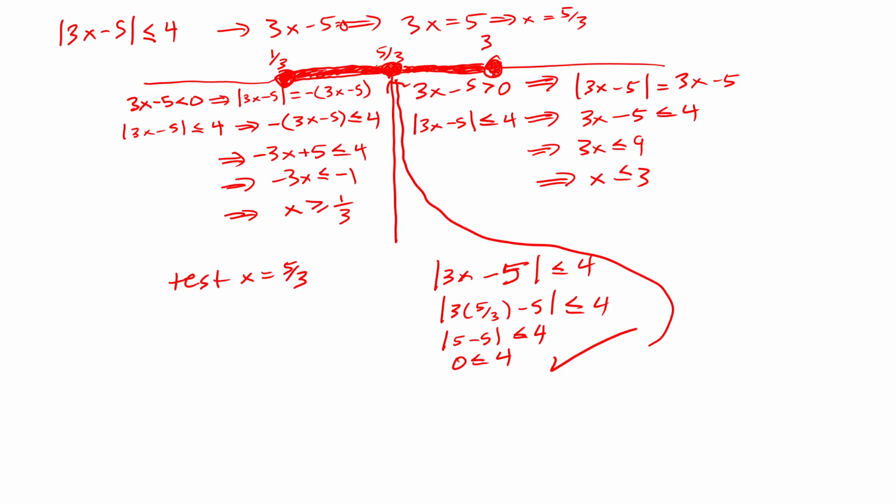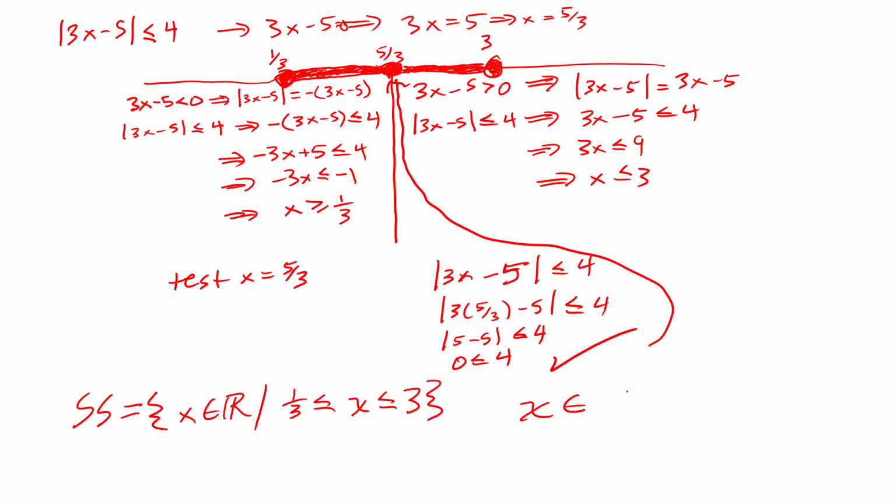So what that means is I'm going to make sure that I've shaded in that circle up there at the 5/3 as well. And now I'm going to state one solution set for my answer. My solution set is the set of all x element of the reals such that 1/3 is less than or equal to x is less than or equal to 3. And since the question asked for it in interval notation as well, I'll put it in interval notation as well.